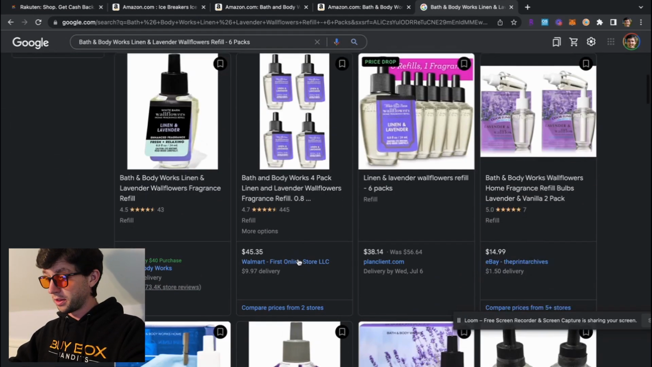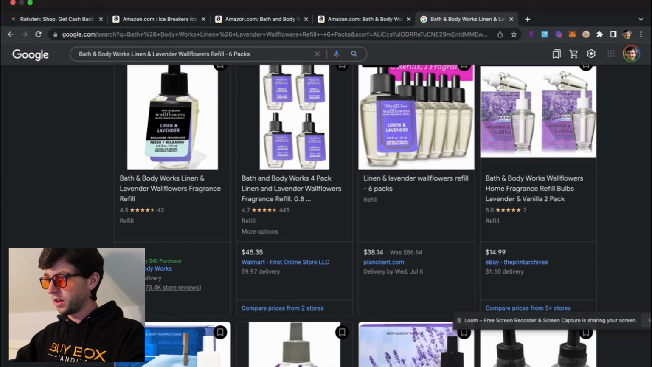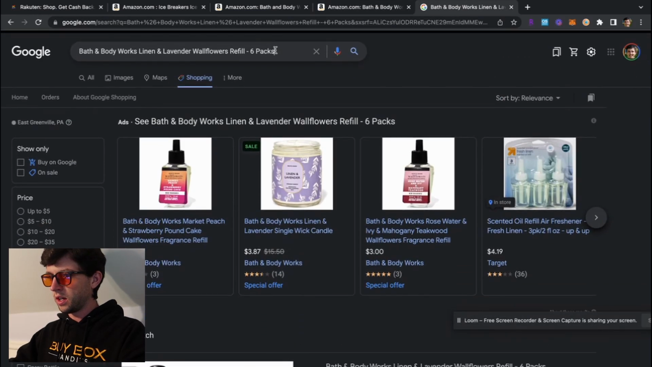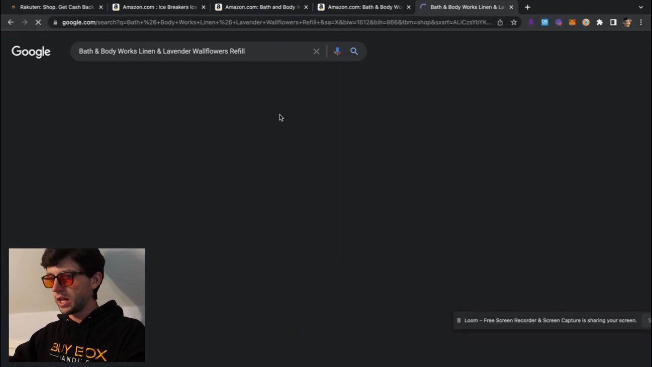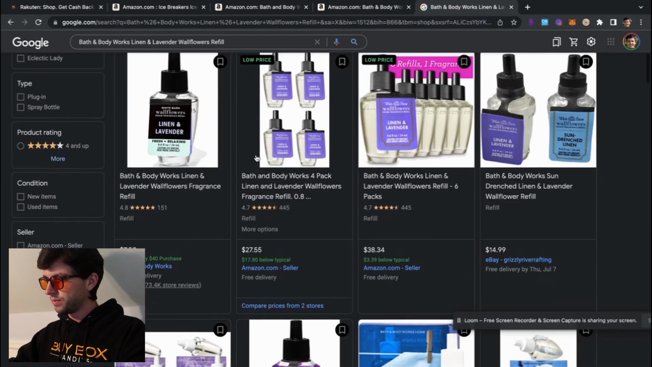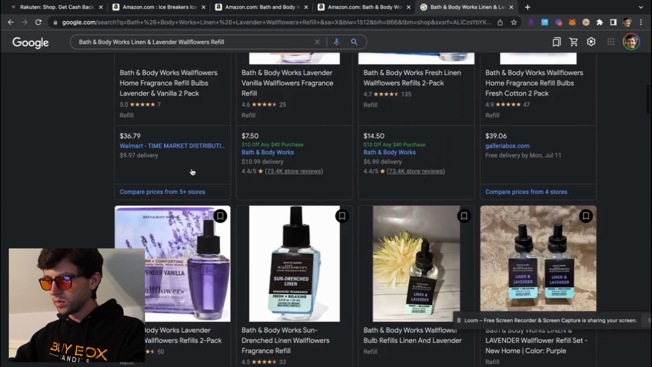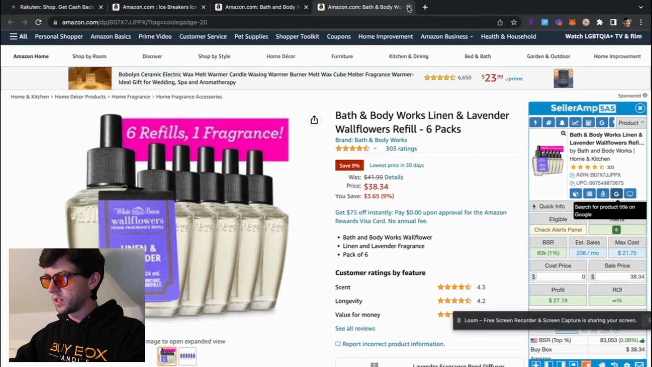And so that's a third-party Walmart seller, so that doesn't work. 38. I'm pretty sure we're selling it for like that. Yeah. Nope, don't love that. So let me see if we can take out the 6-packs right here and just search that. See what comes up. Nope. Alright, we'll take a look at this last one.